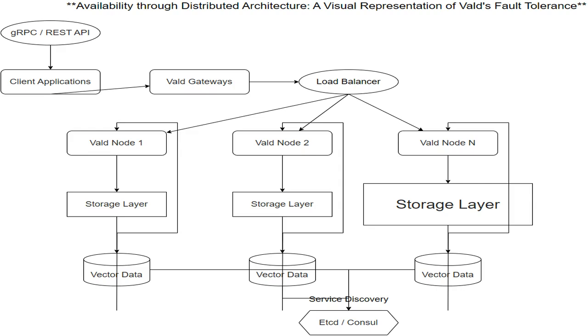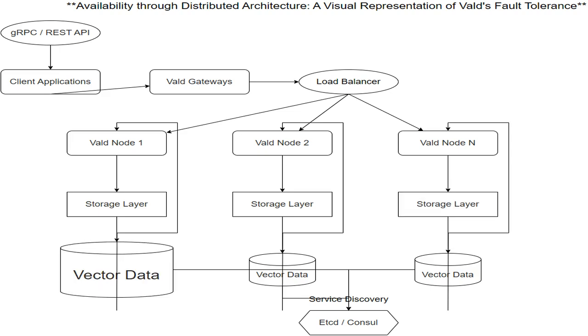Let's discuss vector data. This is the numerical representation of your data, whether it's text, images, or audio. These vectors are what Vald uses to find similar items. There are 3 of them. Having multiple instances of vector data likely implies replication or sharding of the vector embeddings across the Vald nodes for improved performance and fault tolerance.